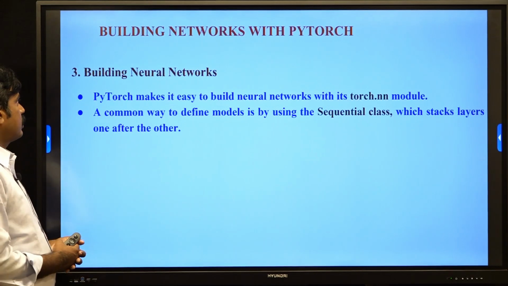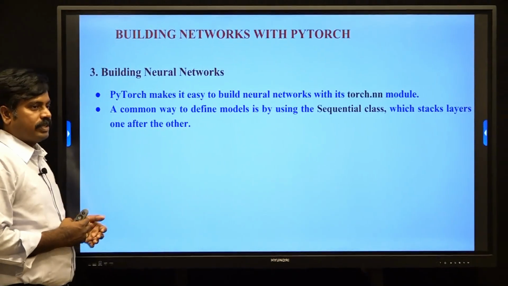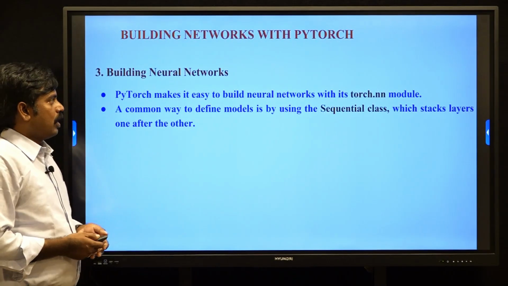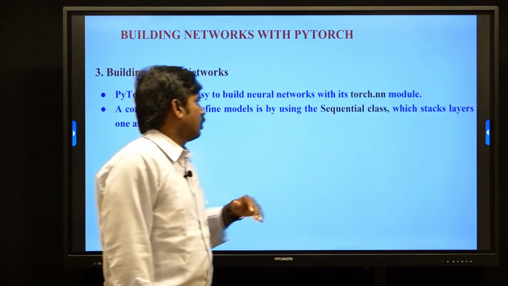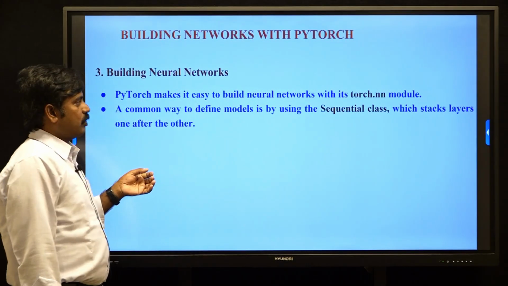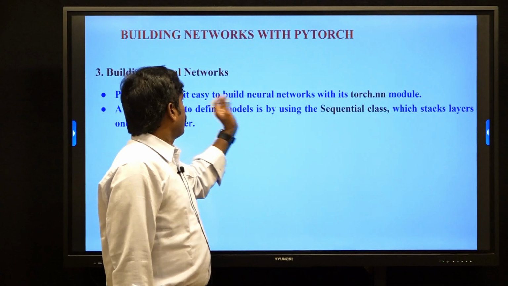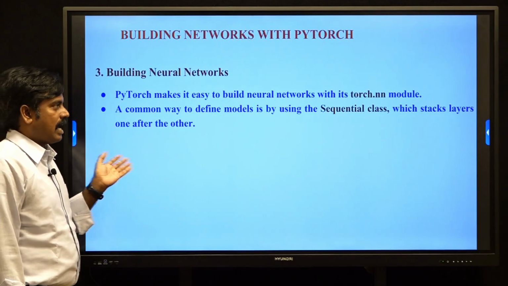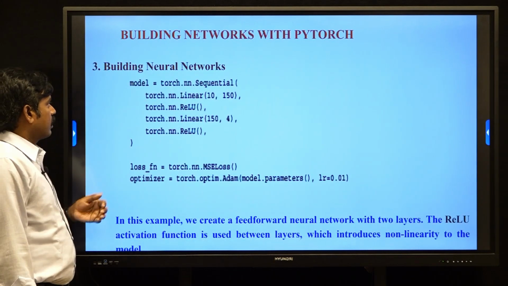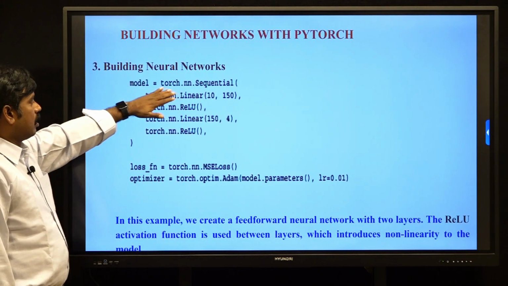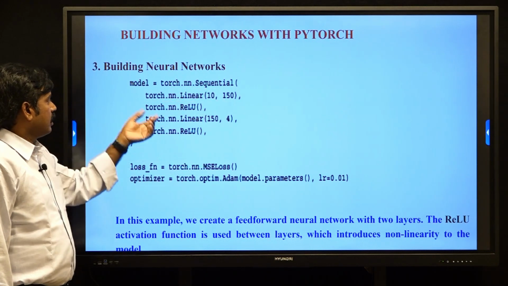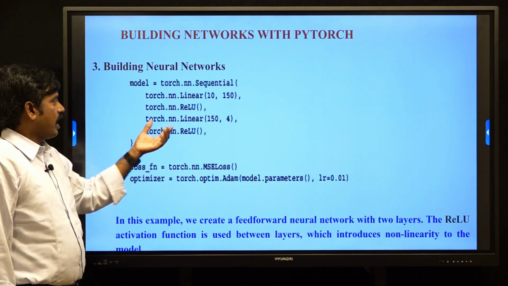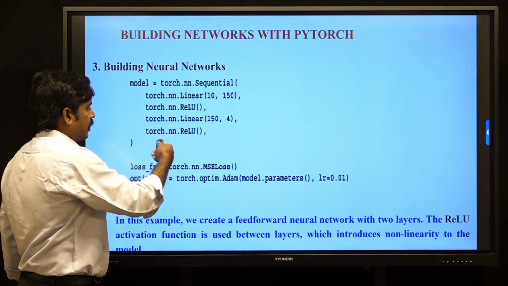Next, we use PyTorch for building neural networks. We construct neural networks using tensors and the torch.nn module. We use the torch.nn module to build neural networks using the Sequential class. The Sequential class is a stack of layers. See the example: model is equal to torch.nn.Sequential, with a torch.nn.Linear layer and torch.nn.ReLU activation function, then torch.nn.Linear and torch.nn.ReLU.